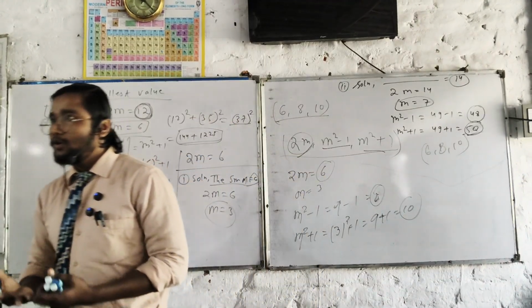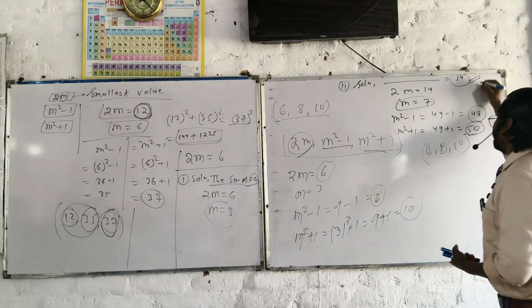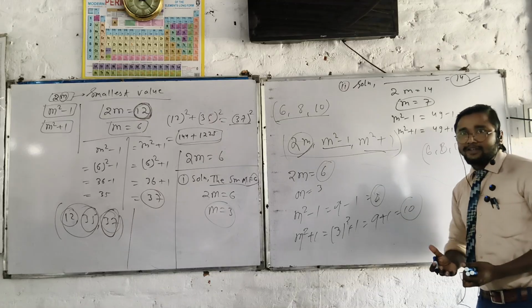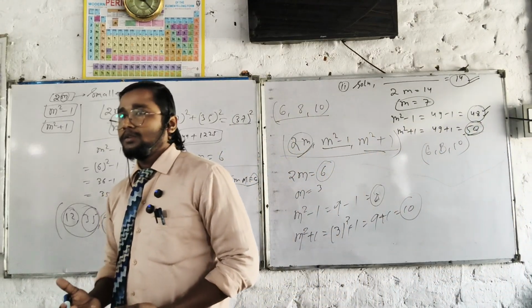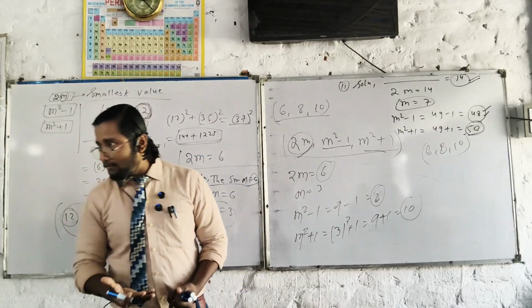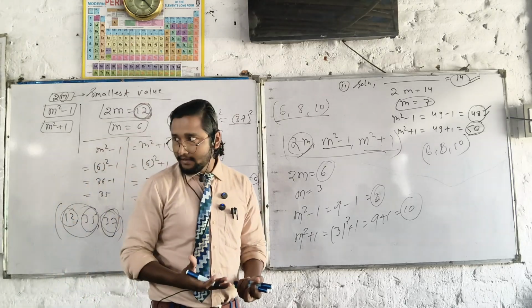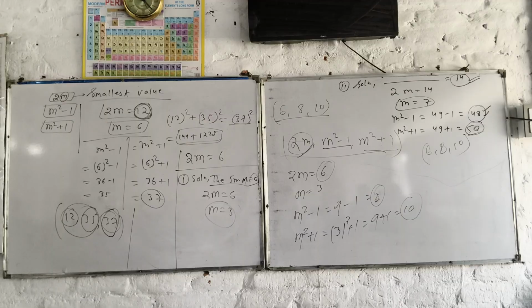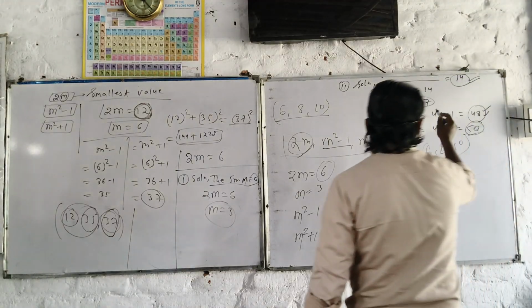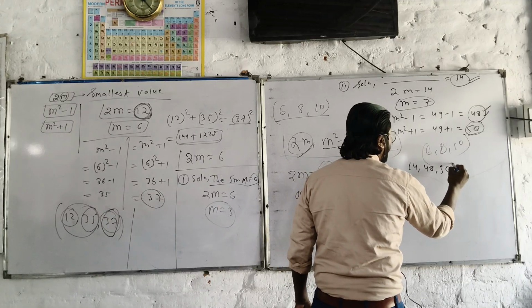Why is it so? Because the sum of the squares of two smaller numbers is equal to the square of the third number, or we can say the square of the greatest number from the Pythagorean triplet. Can you say that? So here we can say 14, 48, and 50.